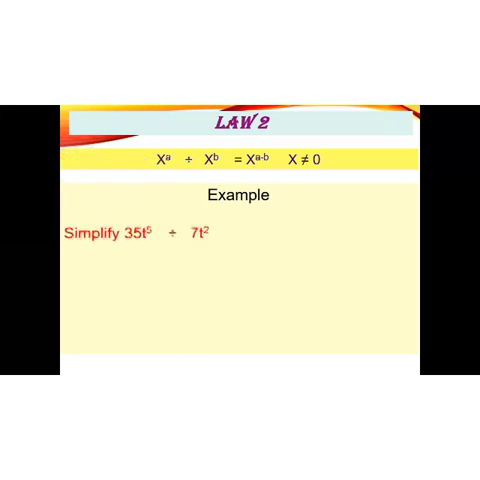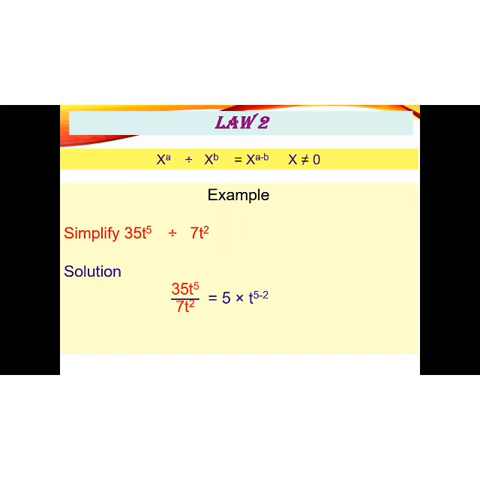For example, 35t raised to the power of 5 divided by 7t raised to the power of 2. You can rewrite that in a fractional form. Put 35t raised to the power of 5 on top and put 7t raised to the power of 2 underneath. Now, 35 divided by 7 is 5. Don't get confused in case you are thinking, how do we just subtract the powers? No, you deal with the numbers first. 35 divided by 7 is 5.